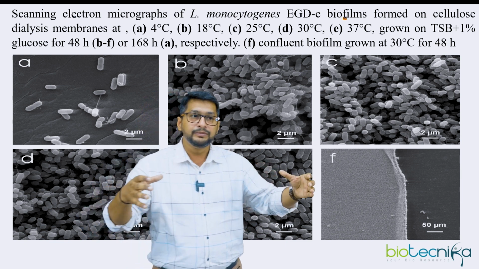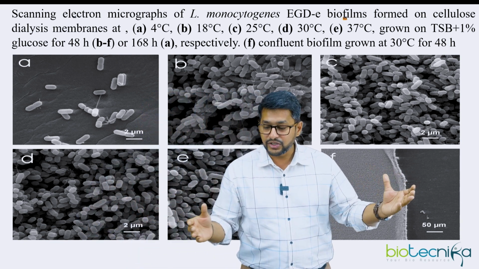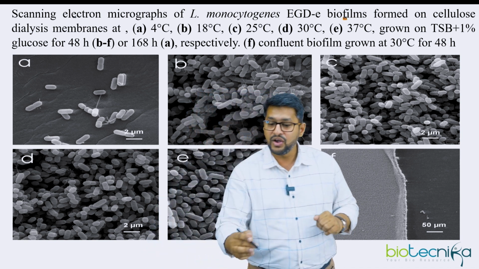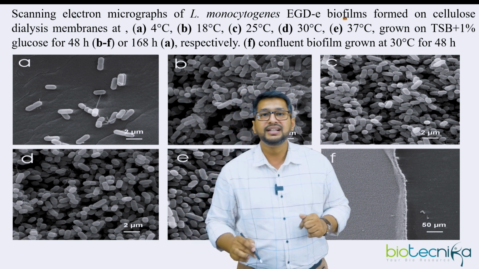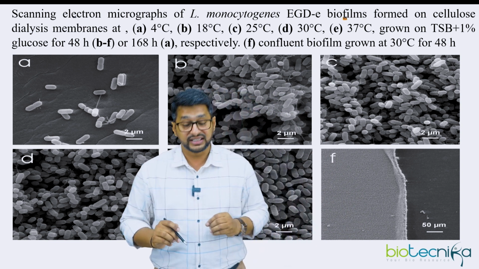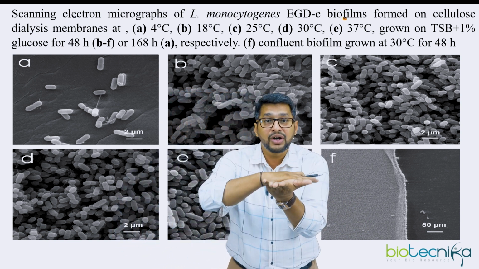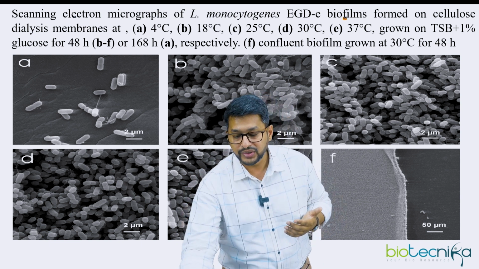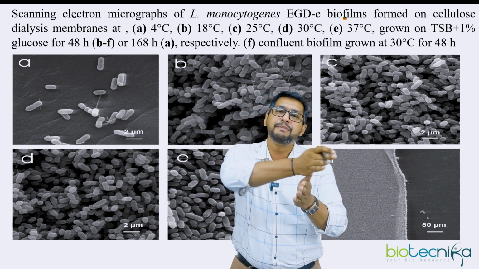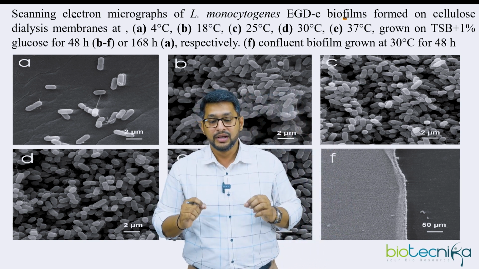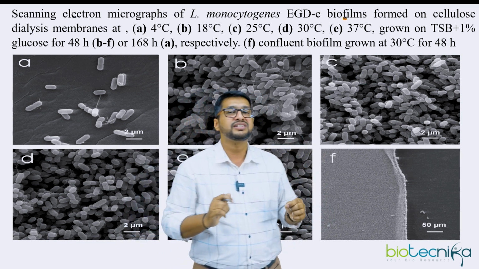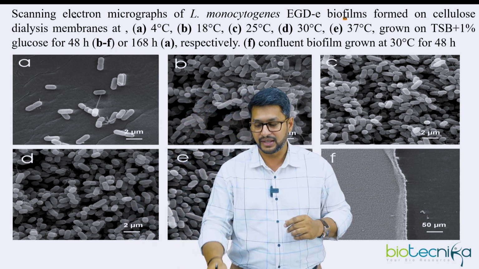And once I grow them, you can look into all these micrographs. A on the panel indicates 4 degrees, B indicates 18 degrees, C indicates 25 degrees, D indicates 30 degrees, and E indicates 37 degrees. And F on the panel is how the biofilm looks on a membrane. You can see this as a membrane, and onto the membrane, how exactly the layer of biofilm is formed, and this is the thickness of the biofilm. But when I look into it, you can also see certain thread-like structures, which are nothing but your EPS, that is extracellular polymeric substances.